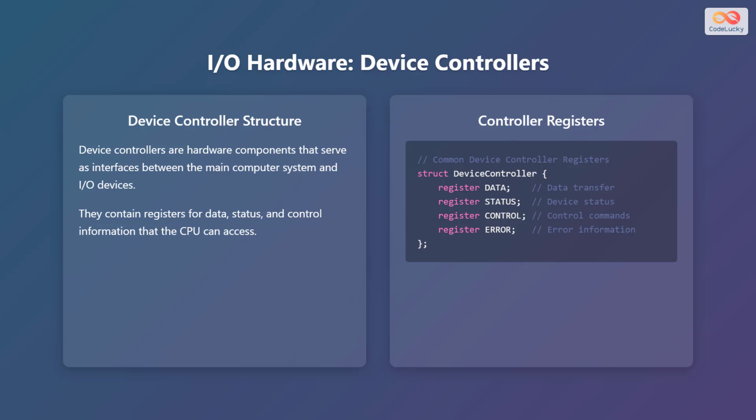Let's take a closer look at the device controllers, which are essential hardware components that serve as interfaces between the main computer system and input-output devices. Device controllers contain registers for data, status, and control information that the central processing unit or CPU can access. Some common device controller registers include the data register for data transfer, the status register for device status, the control register for control commands, and the error register for error information. These registers allow the CPU to manage and monitor the input-output devices effectively.